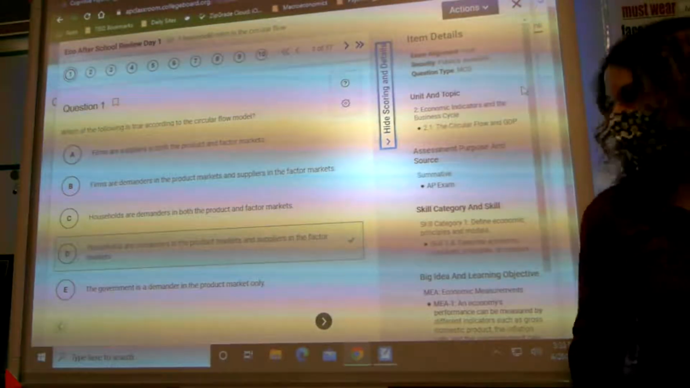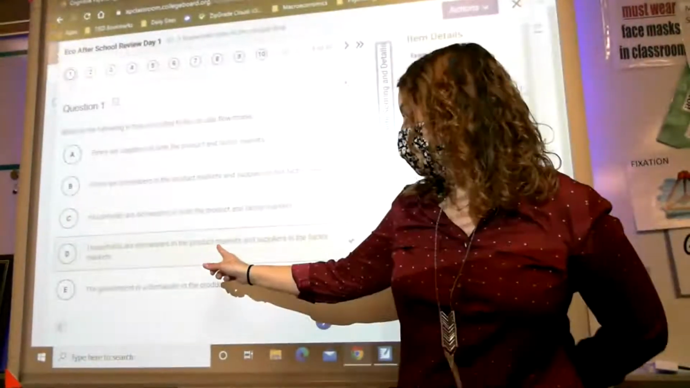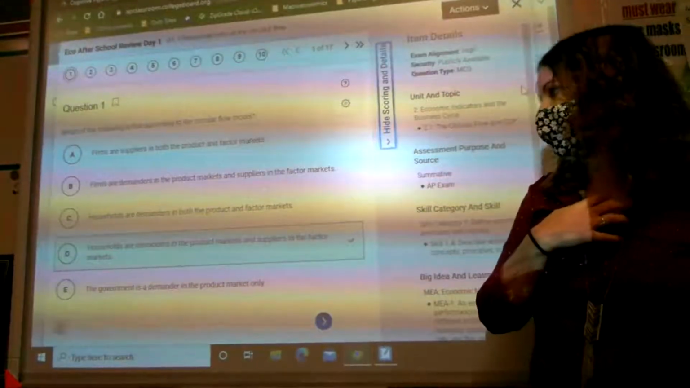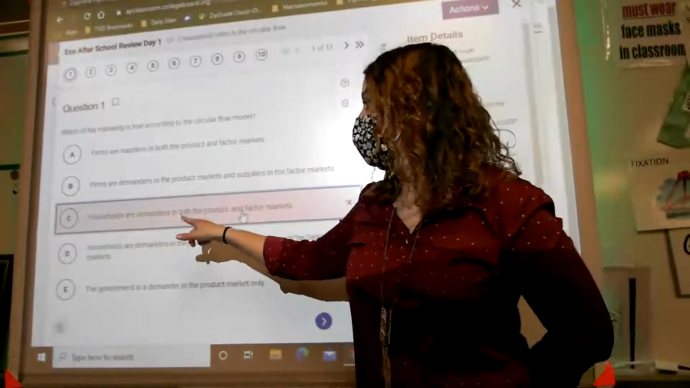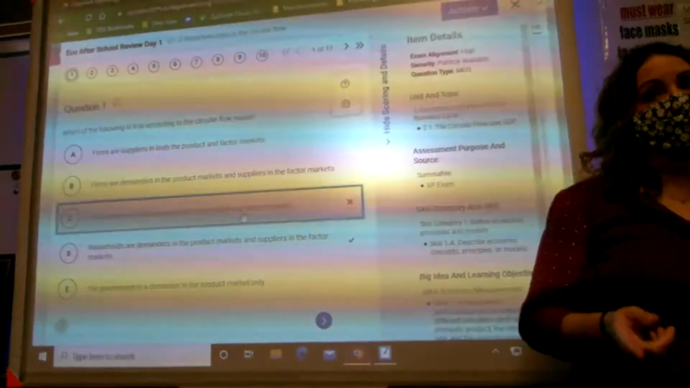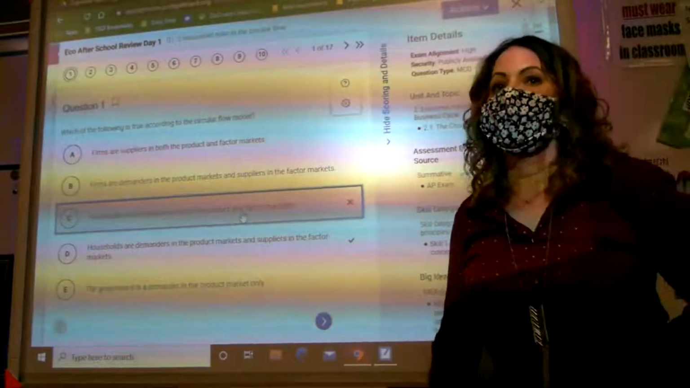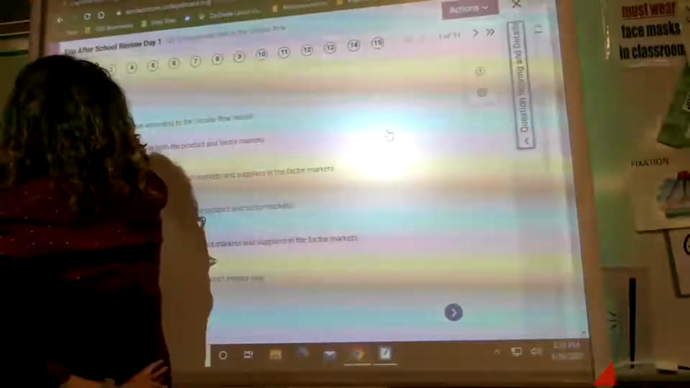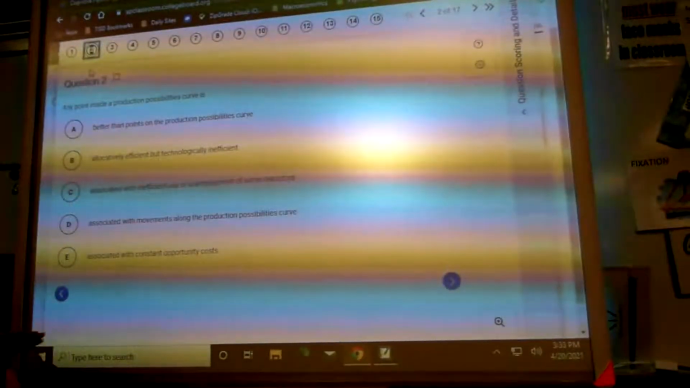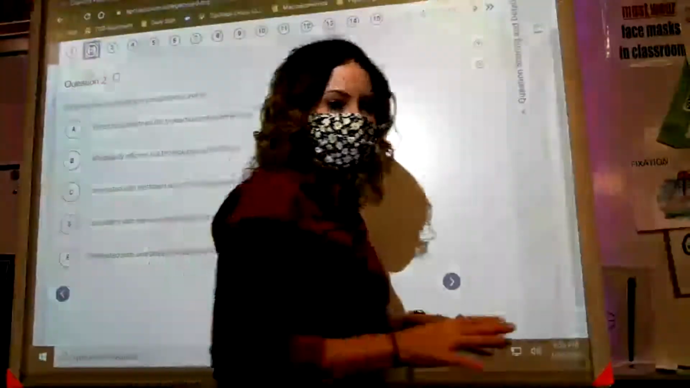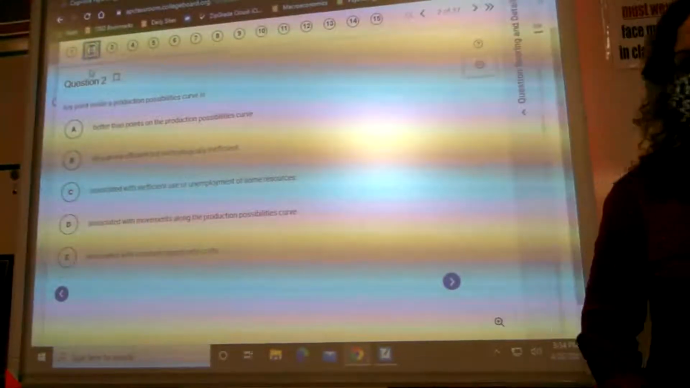D is correct. Households buy products, but they supply their labor in the factor market. C is incorrect because households are not demanders of both products and resources. It's businesses that are demanders of resources. Makes sense. All right. Any point inside the PPF curve is... I'll let you read it yourself because I think it was too wordy.